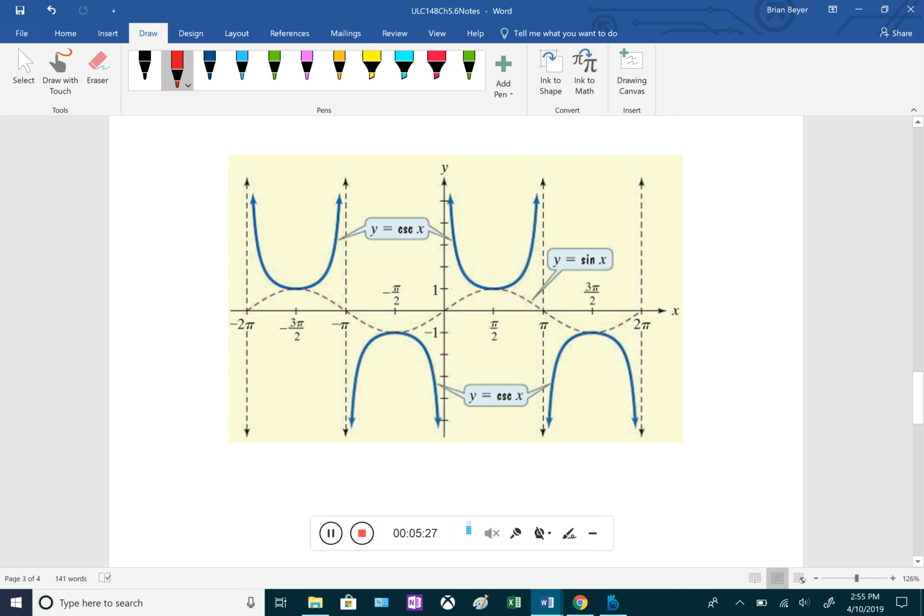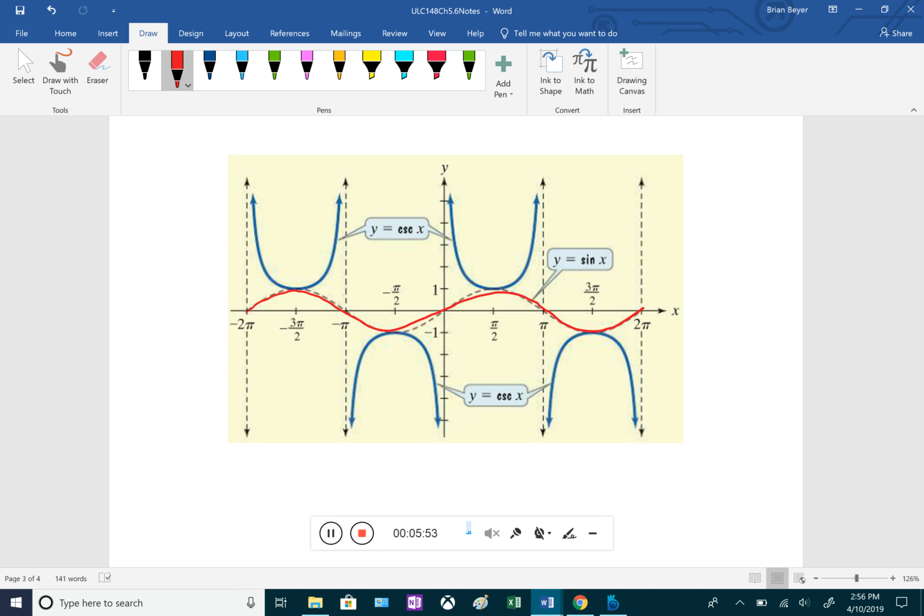So when we're graphing this, it kind of looks like a bunch of parabolas actually, but they're not technically parabolas, but that's what it looks like. So we have these vertical asymptotes when sine equals 0. And what we have right here, we have sine of x actually graphed. So here's sine of x, this dotted line.